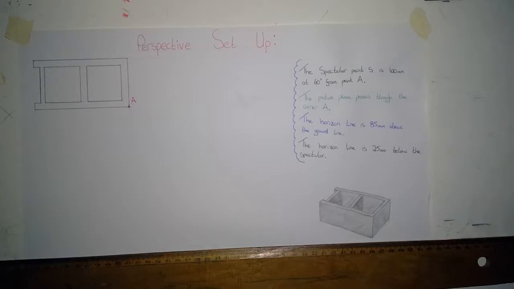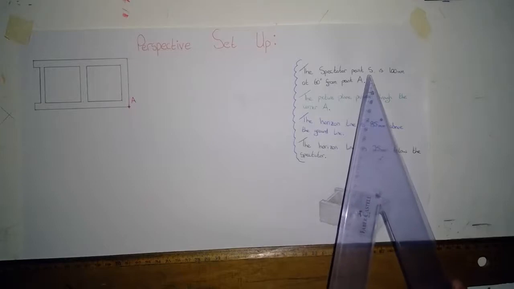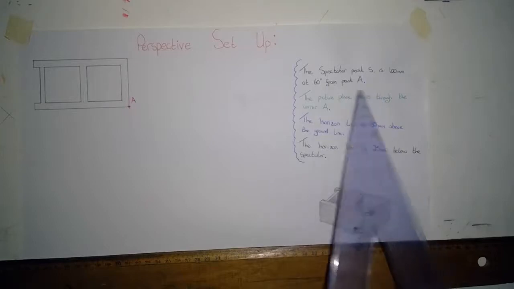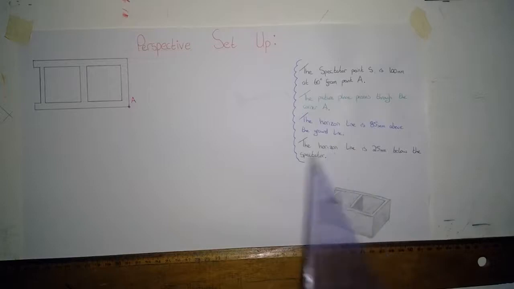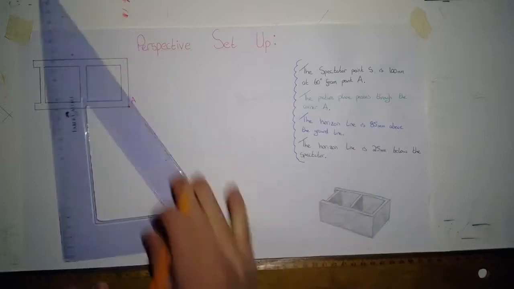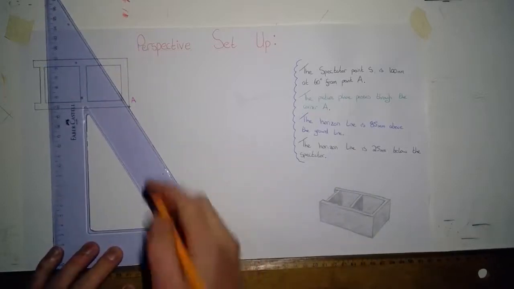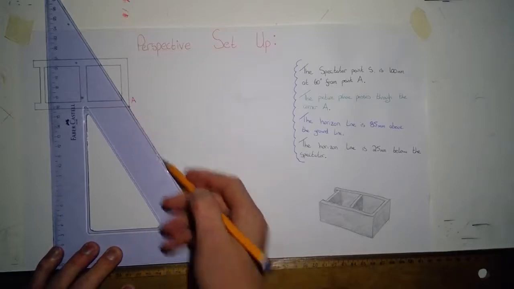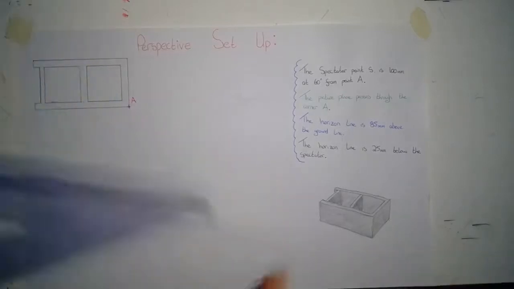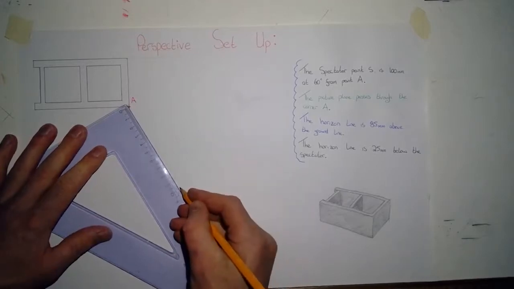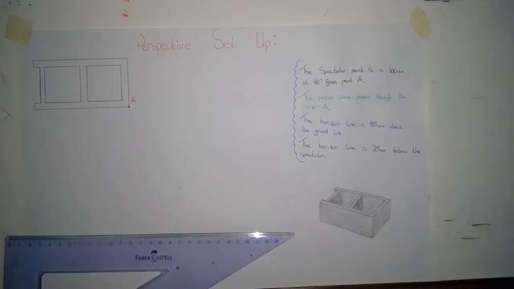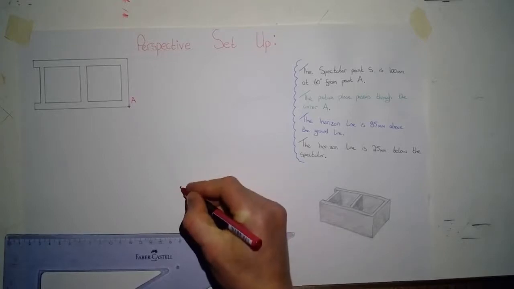So with all this information here, we can actually set up the perspective question. So the first thing we're going to want to do is locate this spectator or point S. Okay, from the wording of the question here, we can see that it's 100 millimeters at 60 degrees from corner A. So we can go ahead and draw that in. 60 degrees from corner A, I can measure 100 millimeters. So that now is our spectator or point S.